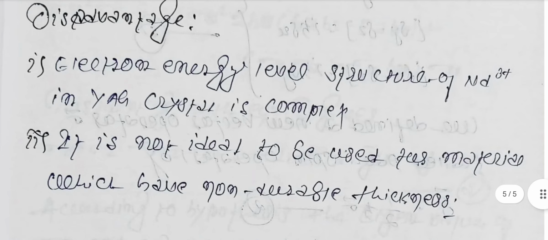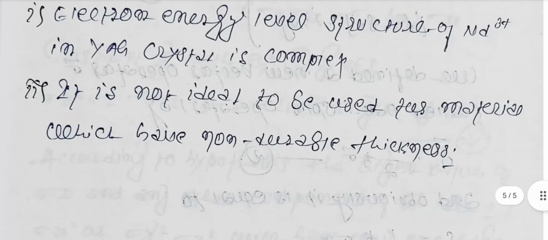Disadvantages. First, the electron energy level structure of Nd3+ ion in the YAG crystal is complex. Second, it is not ideal for use with materials which have non-uniform thickness.